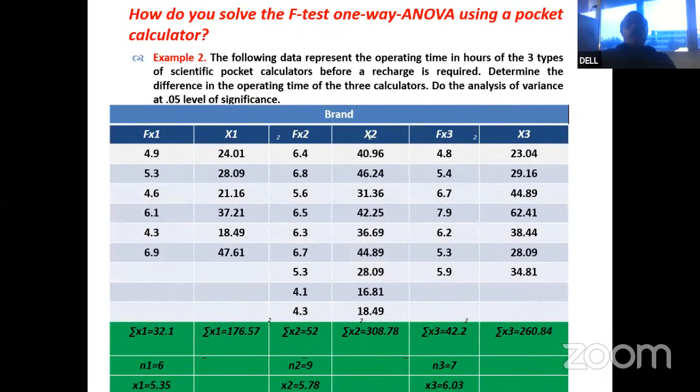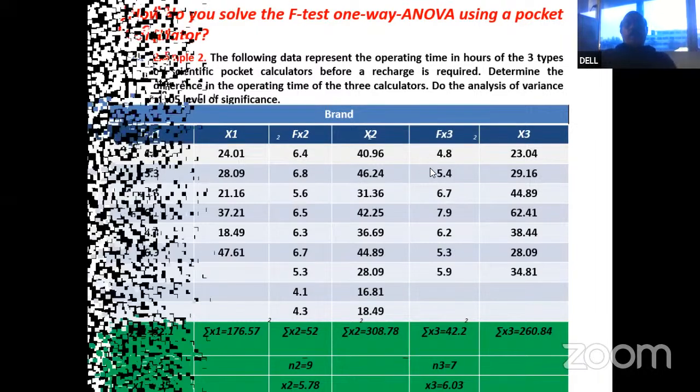Another example I will take. The following data represent the operating time in hours of 3 types of scientific pocket calculators before a recharge is required. Determine the difference in the operating time of the 3 calculators. Do the analysis of variance at 5% level of significance. So, like these, different brands' related values.